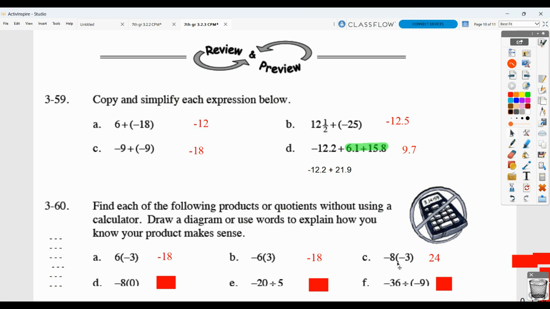Now, you could also just explain a negative times a negative equals a positive. Here, anything times 0, of course, is going to be 0.